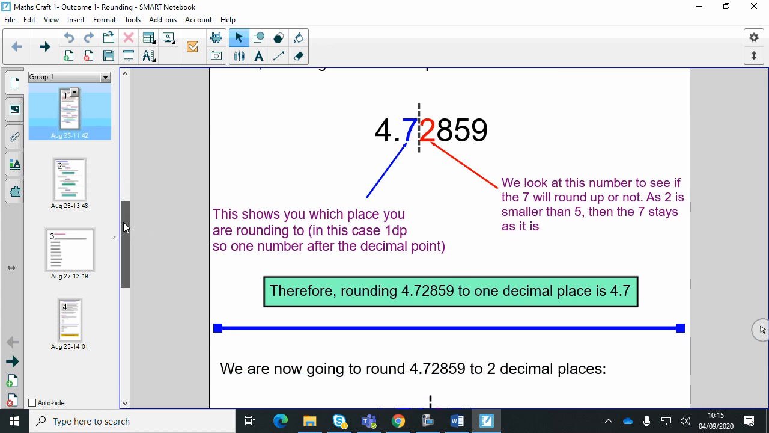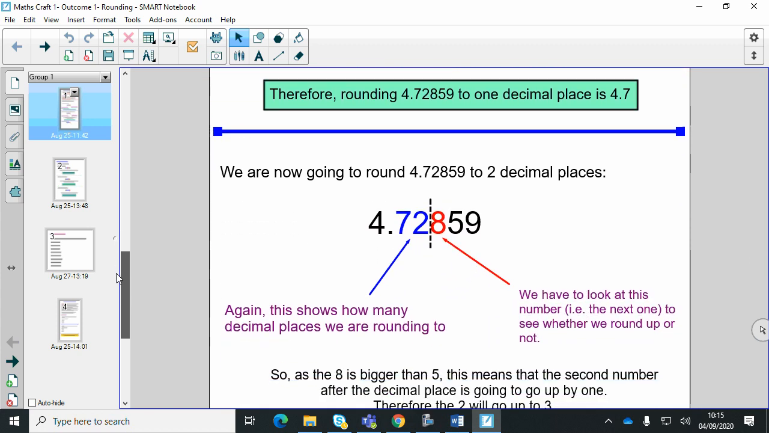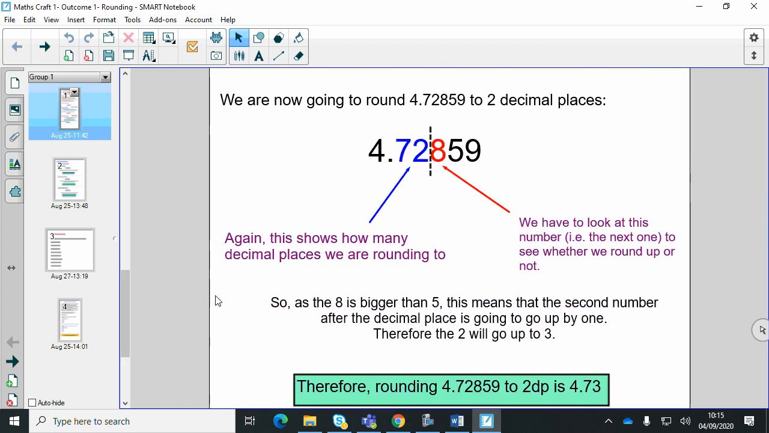Now we're going to round it to 2 decimal places. Now we do the same, except we're going to look at the next number along to tell us if we round. So we've now got 4.72. That's our 2 decimal places, but we need to look at the third one to see whether we're rounding up or down. Now in this case, because the 8 is bigger than 5, the 2 is going to go up by 1. So the 2 is going to go up to a 3. So therefore, rounding 4.72859 to 2 decimal places is 4.73.